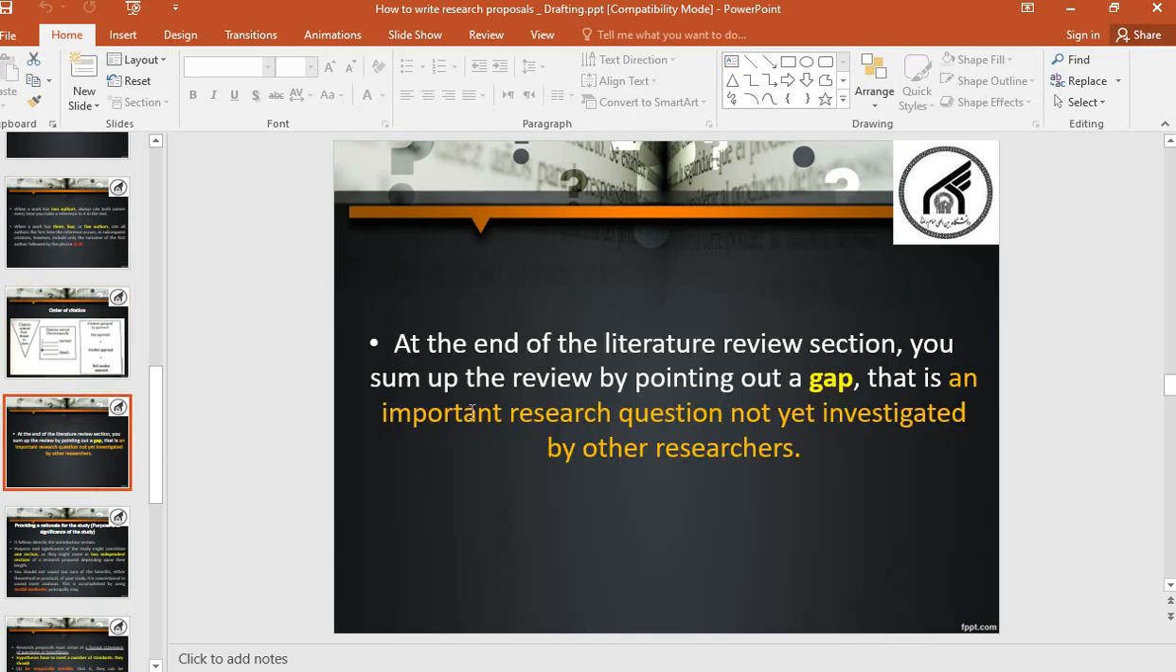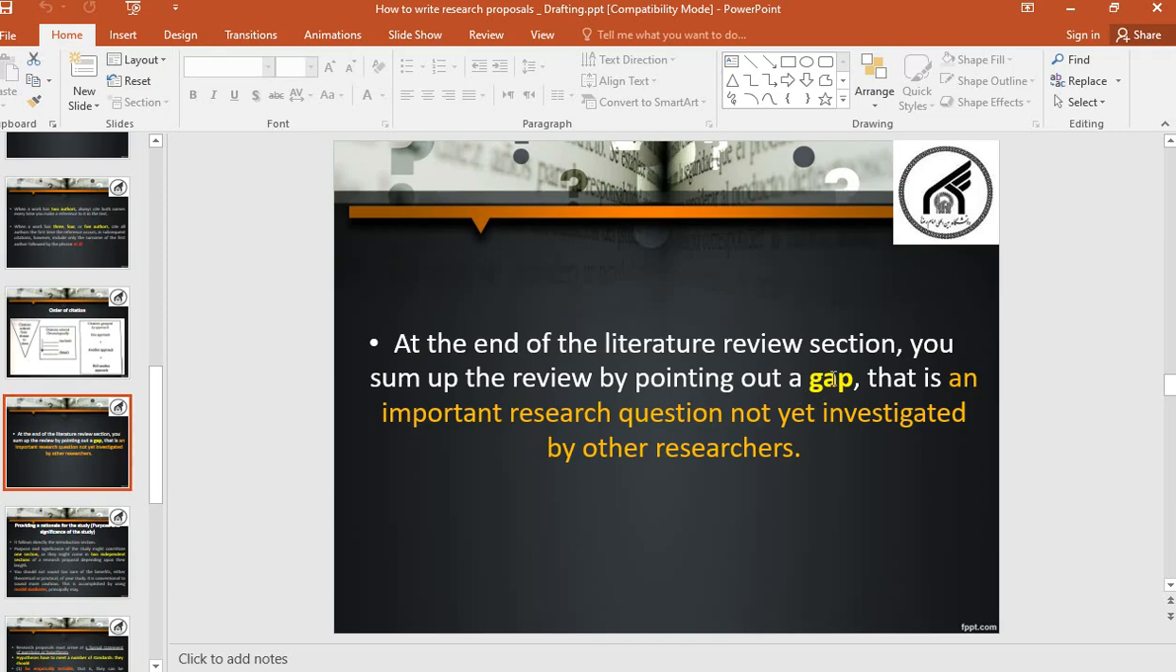At the end of the literature review section, you sum up the review by pointing out a gap, that is, an important research question not yet investigated by other researchers. So at the end of the literature review, you have to include some concluding remarks relating to the gap of your study. So you sum up the review of literature by pointing out the gap and saying that this is an important research question not yet investigated.